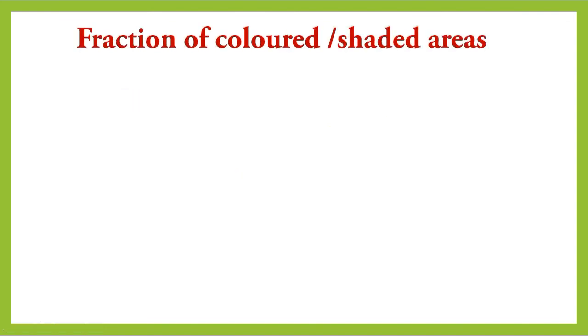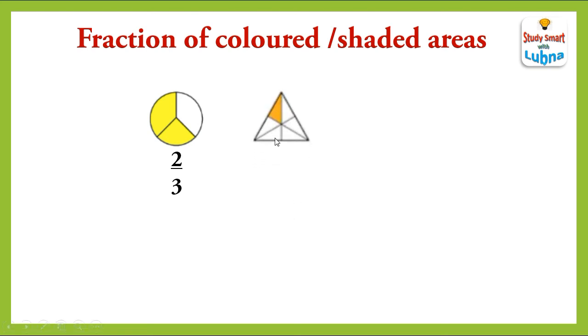Fraction of colored shaded areas. How to find the fraction of colored and shaded areas? Example number 1. Here you can see this figure has 3 equal parts. Means the total parts are 3 and the shaded or colored parts are 2. So the fraction of this figure is 2 upon 3. In this figure the total parts are 1, 2, 3, 4, 5, 6 and the colored part is 1. So the fraction of this figure is 1 upon 6.